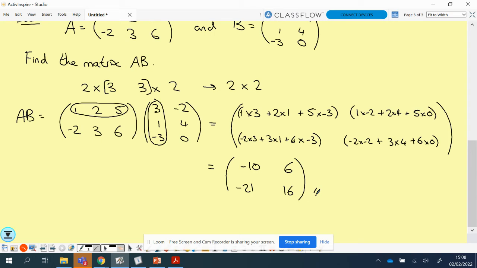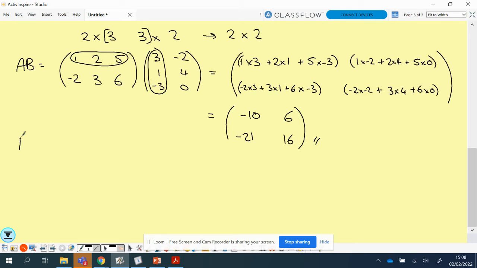How does that sound as a first example? You sort of see the process? Yeah. Okay, cool. Look at a second example. With the same matrices, we're now going to do B times A. We're going to multiply matrix B with matrix A.